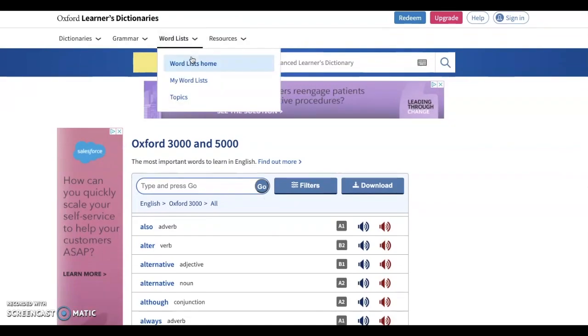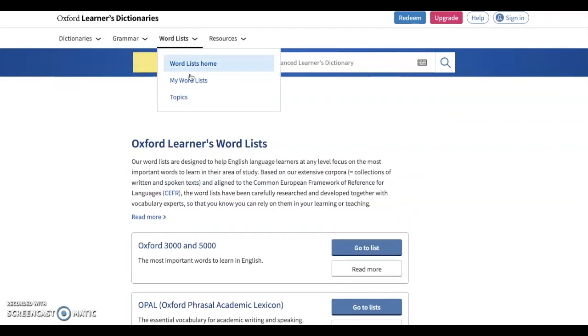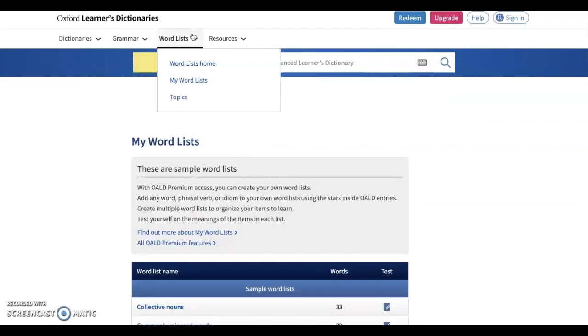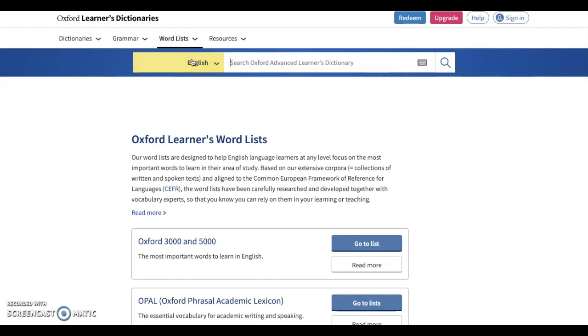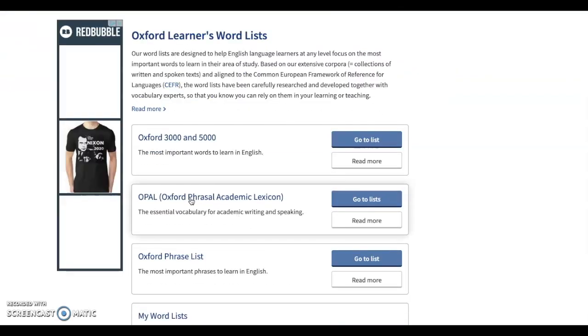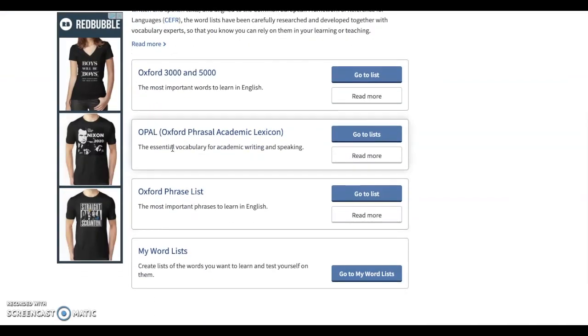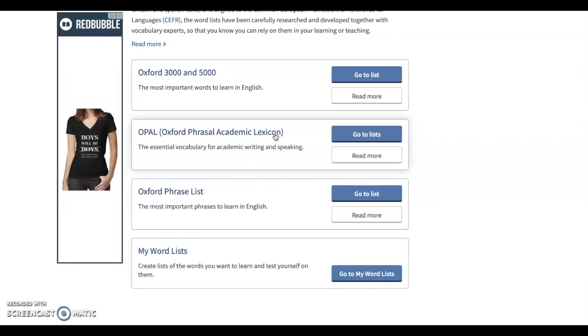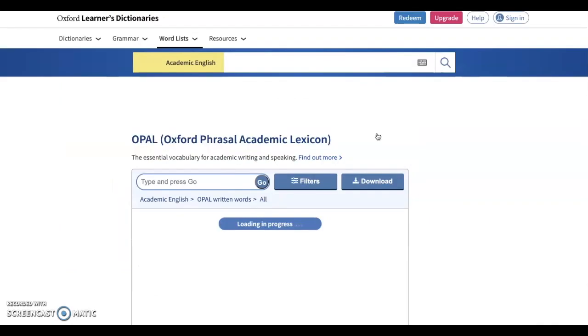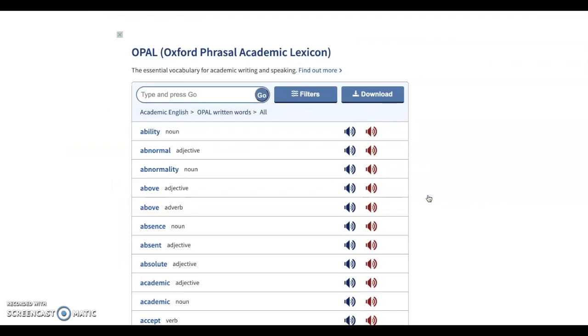Another list that you could use is the academic list. It's called the Oxford Phrasal Academic Lexicon. Let's take a look at this list.